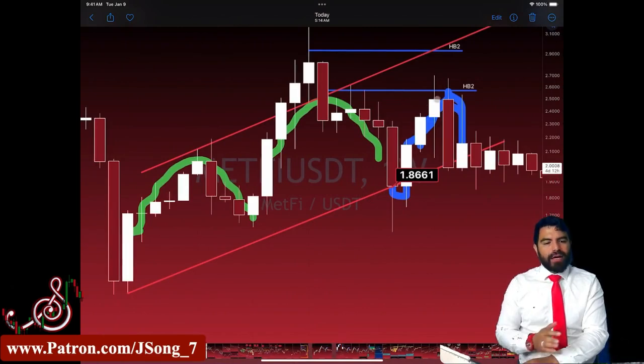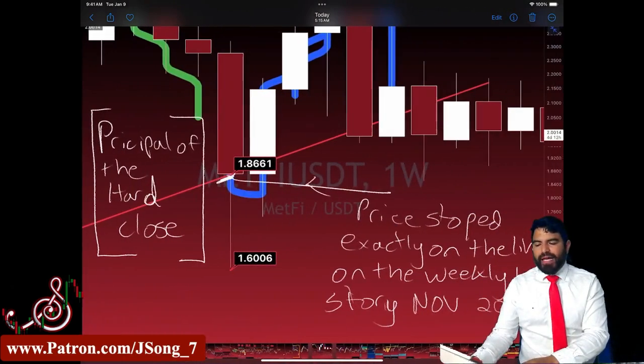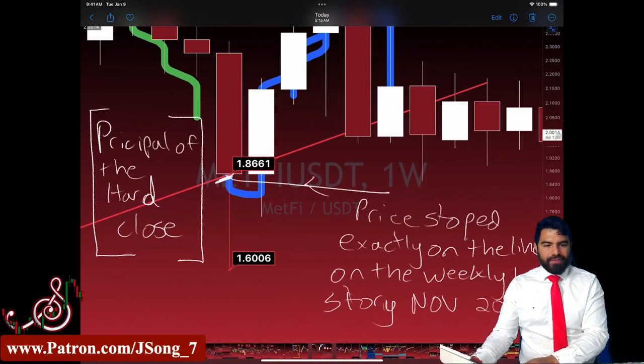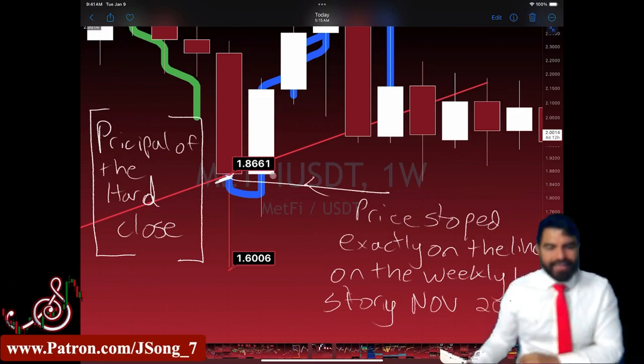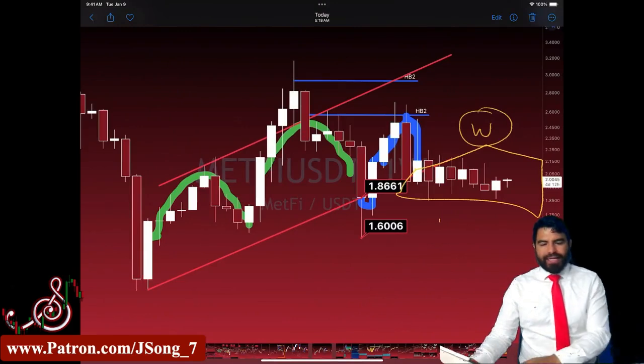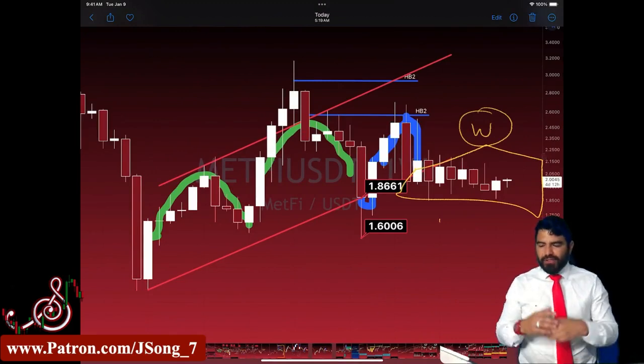We did come back up one more time to those HB areas, and therefore the weaknesses have appeared. According to the principle of the hard close, we saw that prices should have moved up around when price was hard closed at 1.86. We are in a territory of weakness on METFI. I really wouldn't be interested in this just yet until there's another setup.